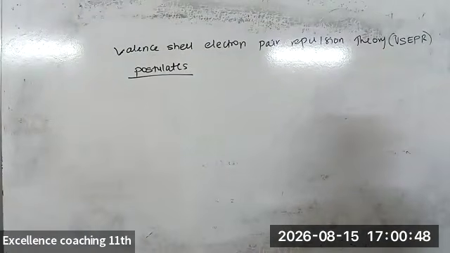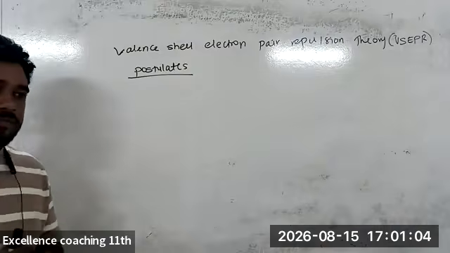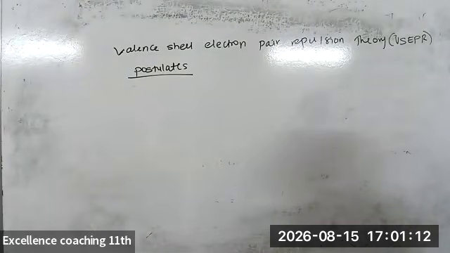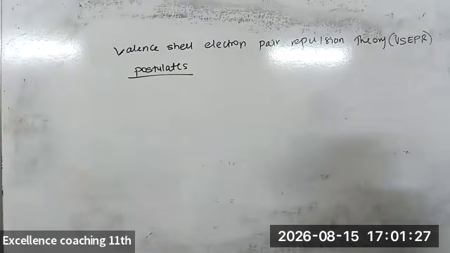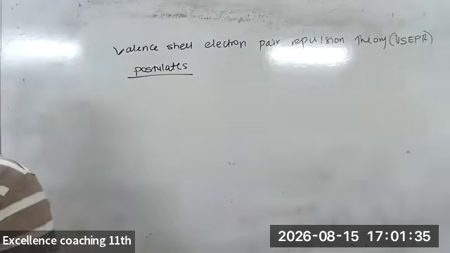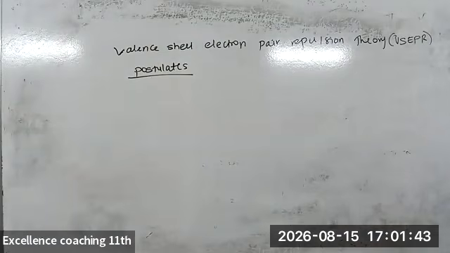The third one. These pairs of electrons tend to occupy such positions in space that minimize repulsion and thus maximize the distance between them.